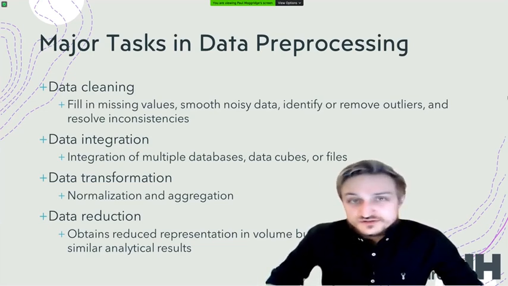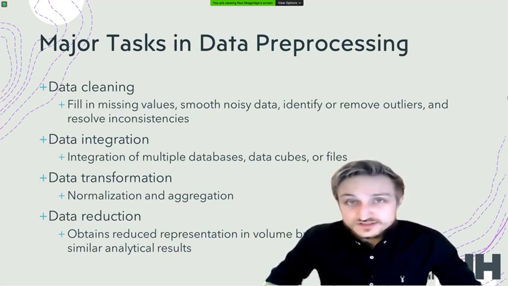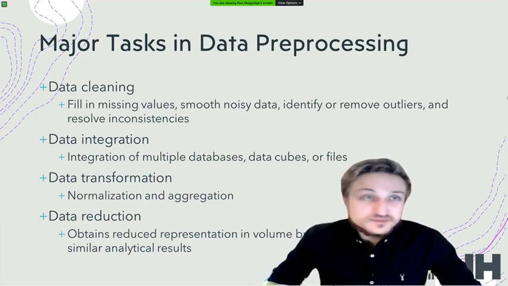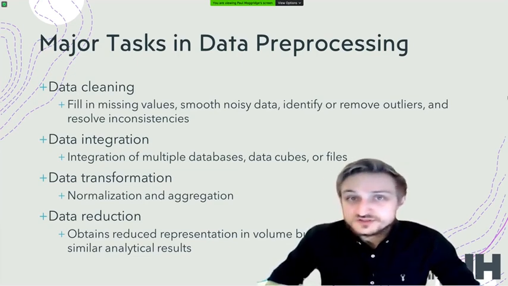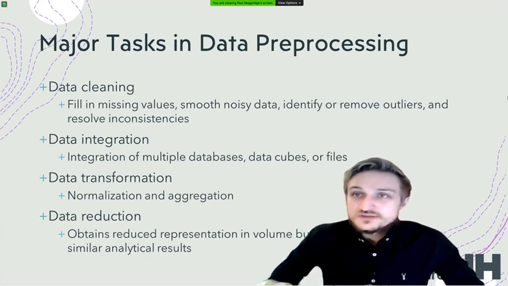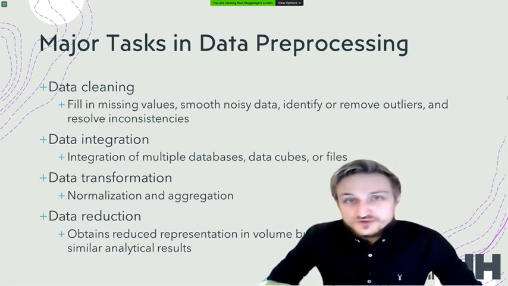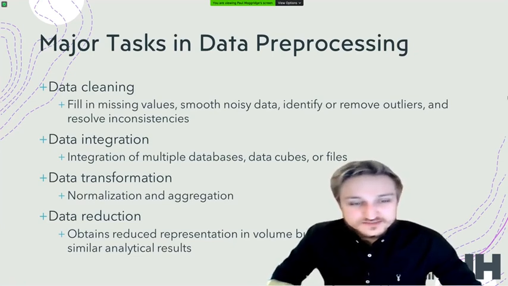In data integration, we may need to combine multiple sources of data. Maybe some of the data is spread across multiple databases. Some of the data might be in files. Maybe some data might be spread across the globe and we might have to aggregate it all in one place before we can do our data mining. In data transformation, we'll be normalizing the data and aggregating data.